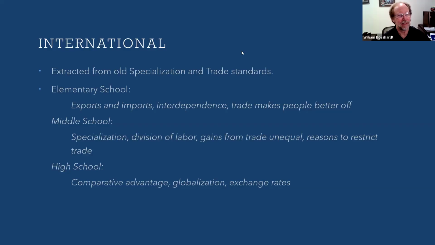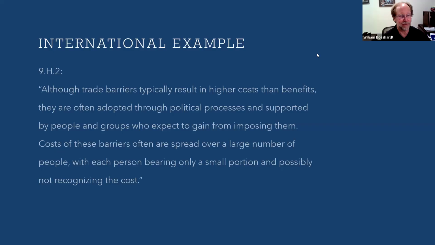Let's see here. And just to give you an example, you can obviously read through the standards, but here's one that I think is important today. Although trade barriers typically result in higher costs and benefits, they are often adopted through political processes and supported by people and groups who expect to gain from imposing them. Costs of the barriers are spread over a large number of people, with each person bearing only a small cost and possibly not recognizing the cost. So once again, having all the international ones together tells the whole story of international trade, and I think we're going to have stronger standards for that.